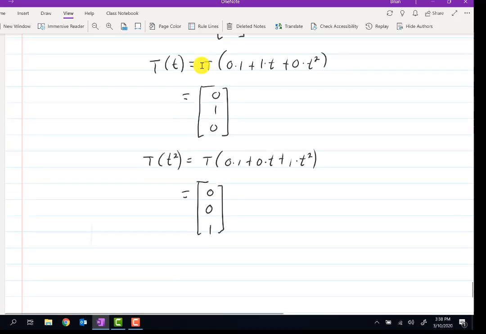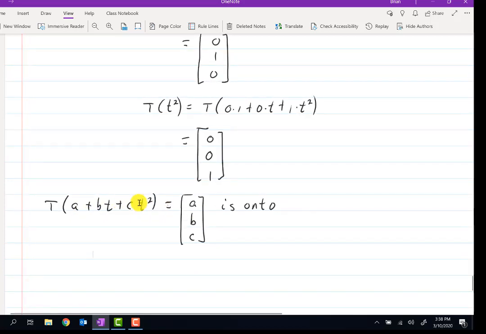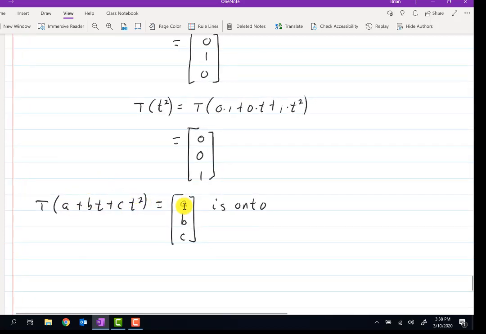So with that in mind, if I take T of a plus bt plus ct squared, then its coordinate mapping will be a, b, c. And you can see that at the very least this is going to be onto, because if I choose any vector a, b, c in R3, then I definitely got some vector from P2 that maps to it.